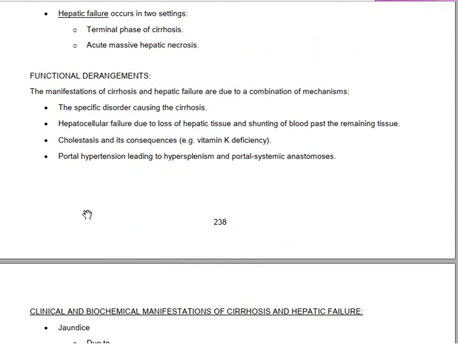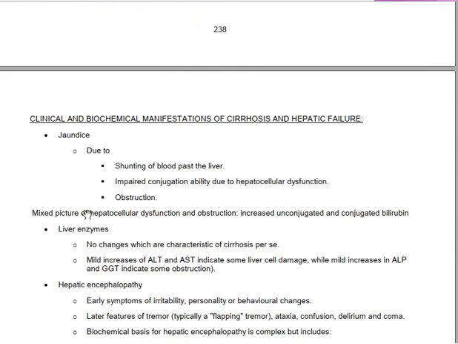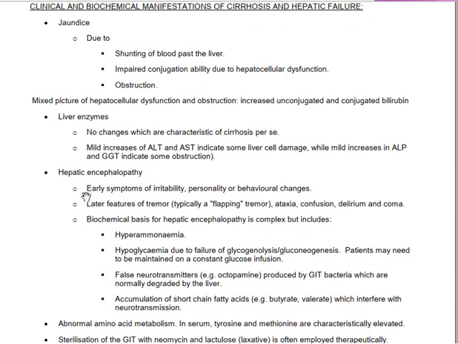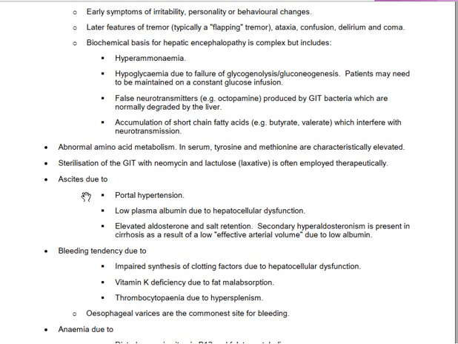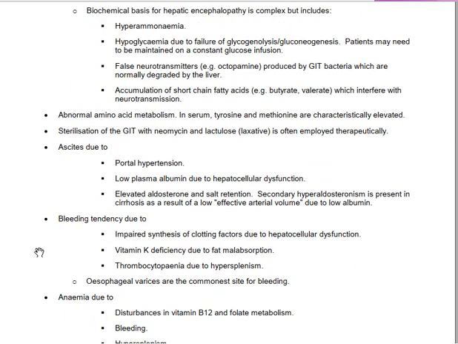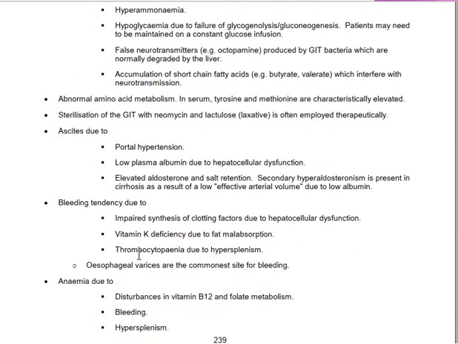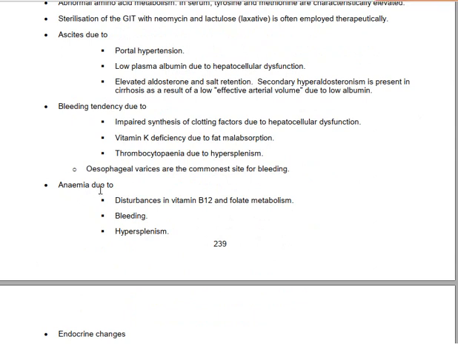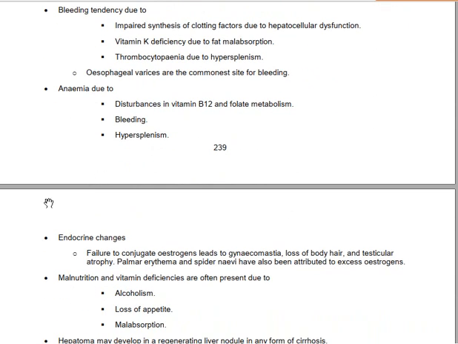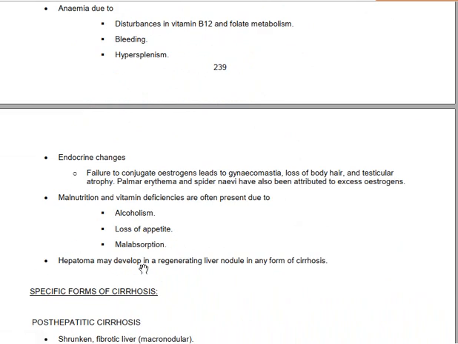Now, these are the clinical features to look for in a patient with liver cirrhosis: jaundice, elevated liver enzymes, hepatic encephalopathy because of the ammonia, bleeding tendency because of low prothrombin time, anemia because of the increased bleeding tendency, endocrine changes, and malnutrition, and it can also convert to hepatic carcinoma.